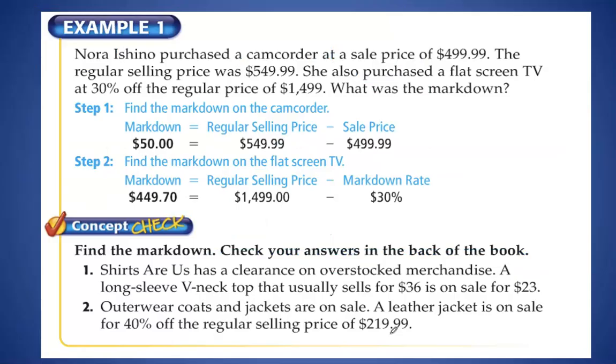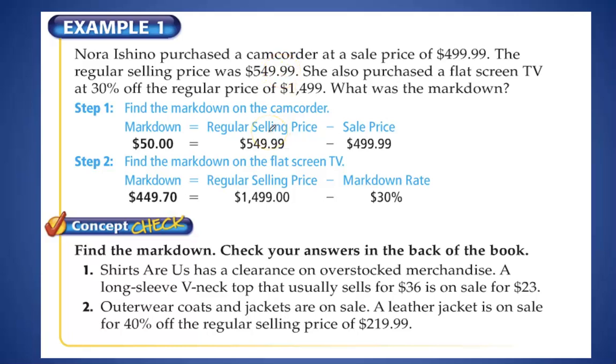So on your notes, you have an example at the top here. Nora Ishmael purchased a camcorder at the sale price of $499.99. The regular selling price is $549.99. She also purchased a flat screen TV at 30% off the regular price of $1,499. What was the markdown?